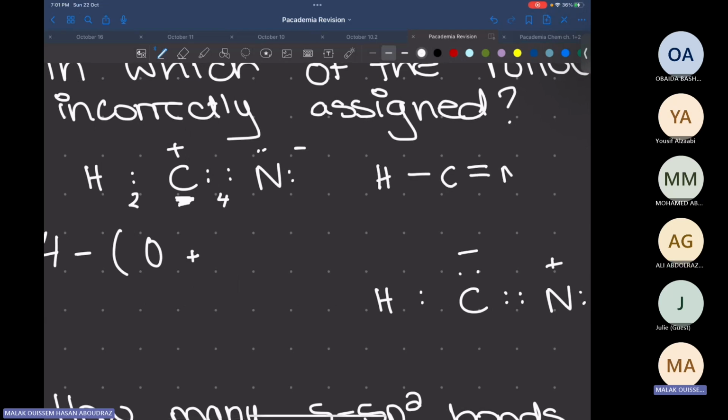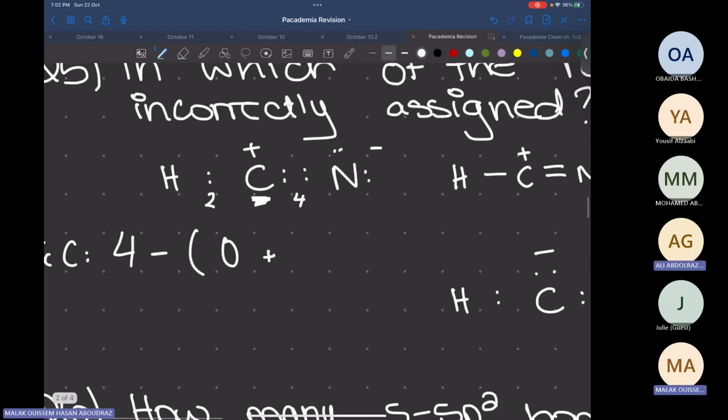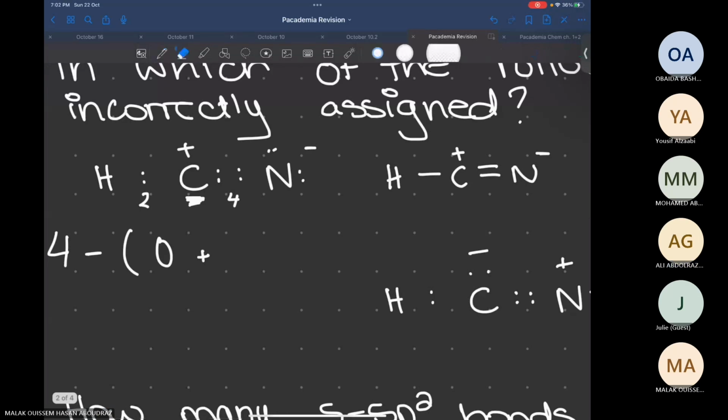It's the same as if I drew it this way, basically. I drew H, and then I did C, and then like this. It's the same thing as this. Here I'm showing you the singular electrons, and here I'm just showing you the bond. Did you get it?